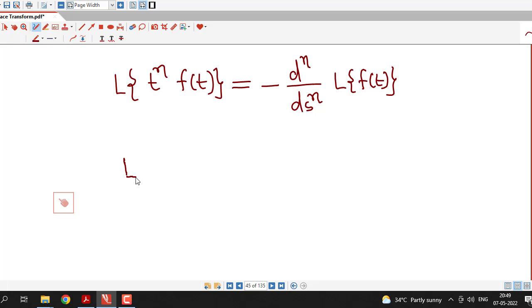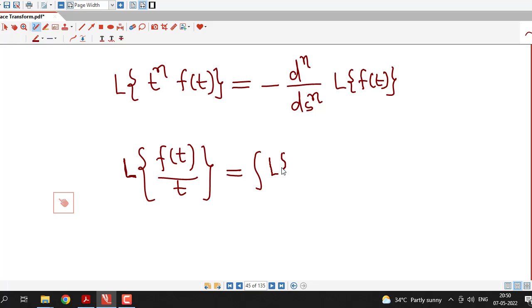Now suppose our function f of t is divided by power of t. Suppose f of t is divided by say t. Then how to find out Laplace transform? So for that we have ready-made formula. If our function f of t is divided by t, then Laplace transform of f of t divided by t is given by integral of Laplace transform of f of t with respect to s from s to infinity.